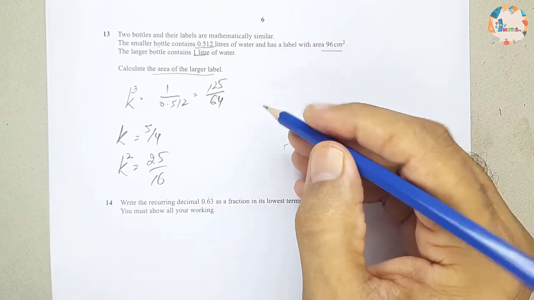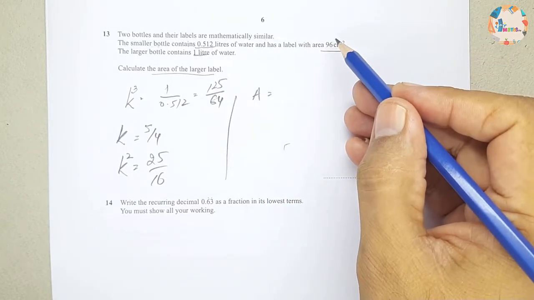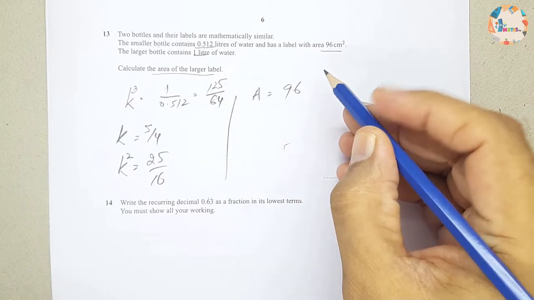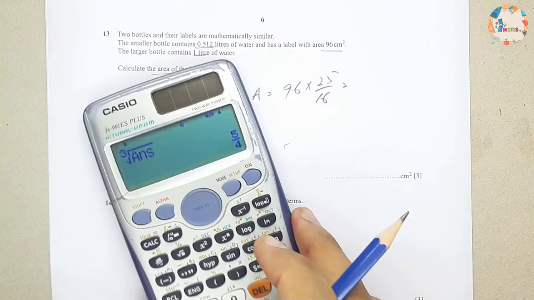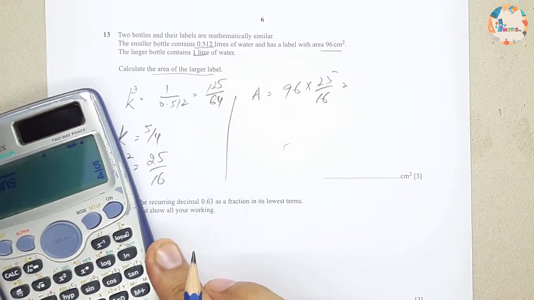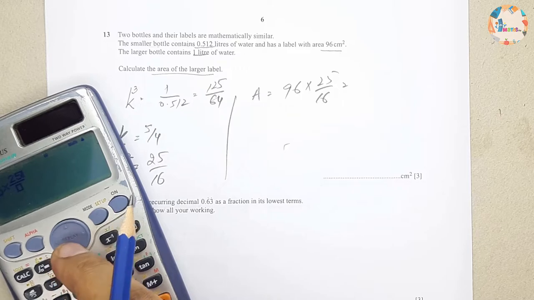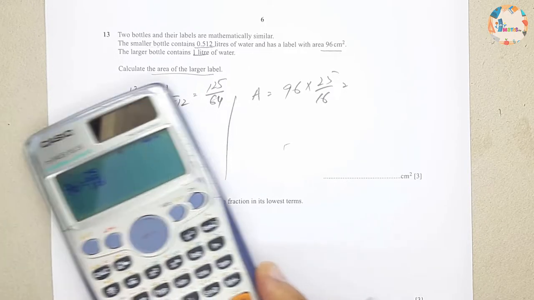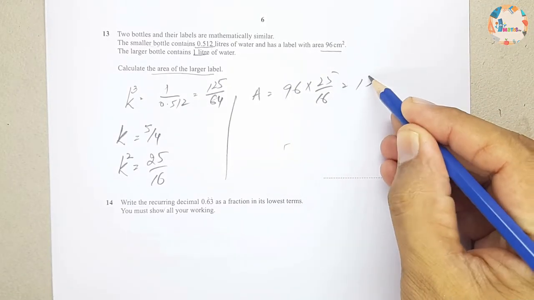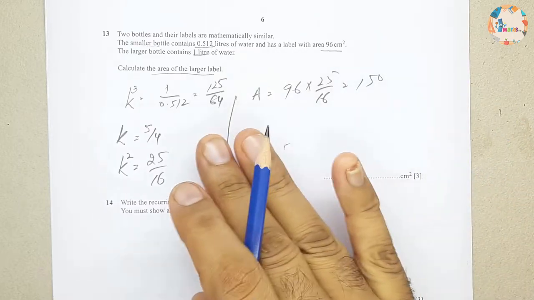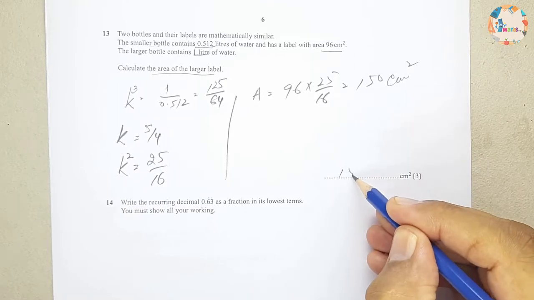And now we are finding the area. Area will be equal to this one, 96, which is of the smaller label, multiplied by 25 by 16. We can write here 96 multiplied by 25 over 16, and this will be equal to 150 centimeter square. 150 centimeter square will be the answer, because this is area, so centimeter square.